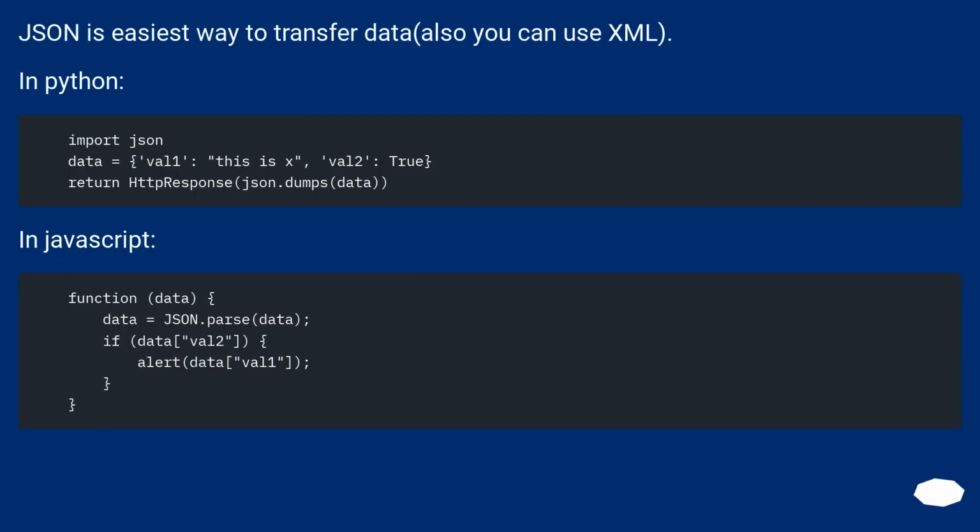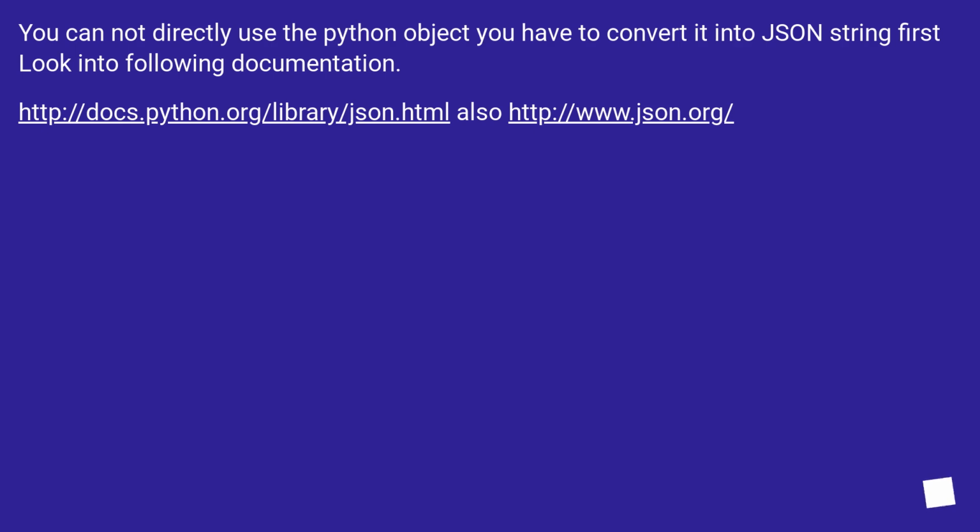JSON is the easiest way to transfer data. Also you can use XML in Python, in JavaScript. You cannot directly use the Python object, you have to convert it into a JSON string.